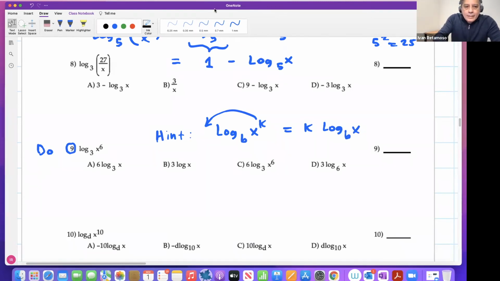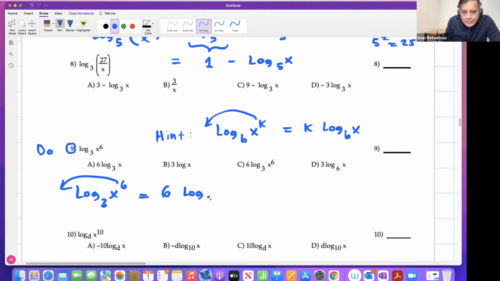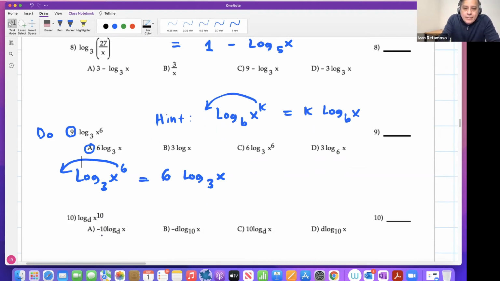Very good, I see students already posting answers. Jay, excellent. Since the exponent is 6, this will be just equal to 6 times log base 3 of x, and that is stated here. Excellent. The next one is similar, so you can do it at home.